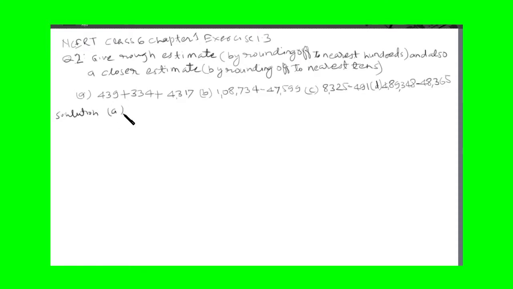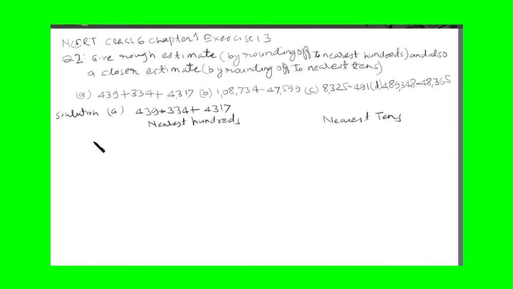Part A, 439 plus 334 plus 4,317. So nearest hundreds, and we make two columns, nearest tens.